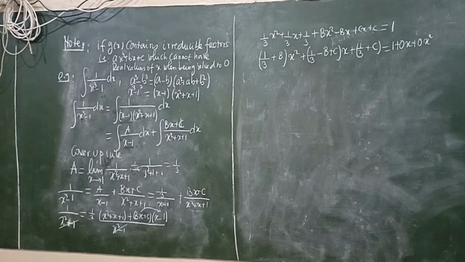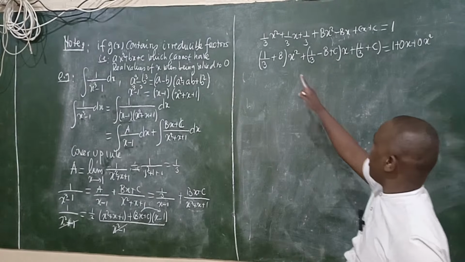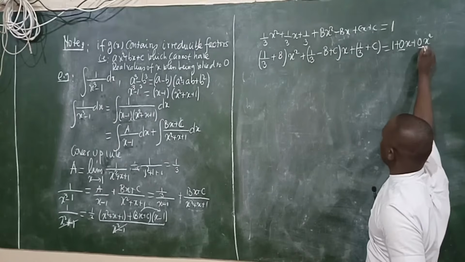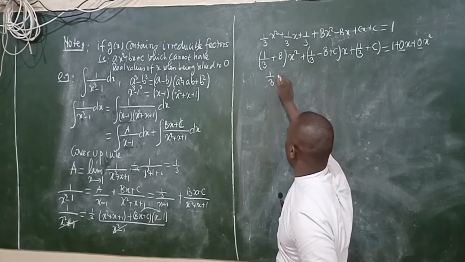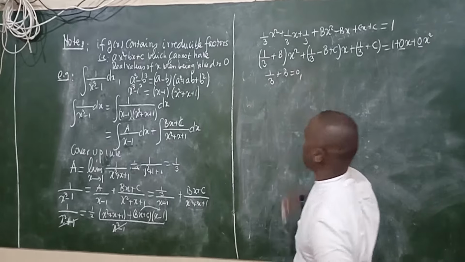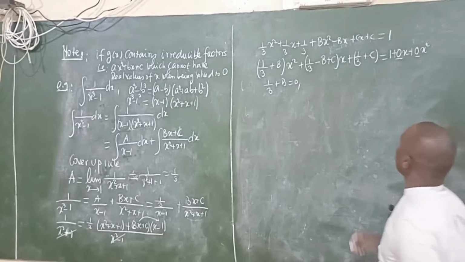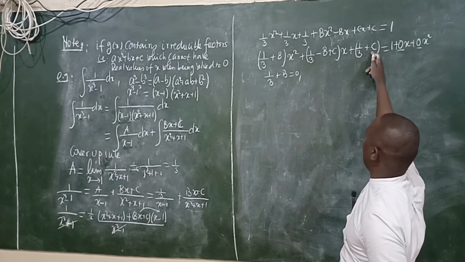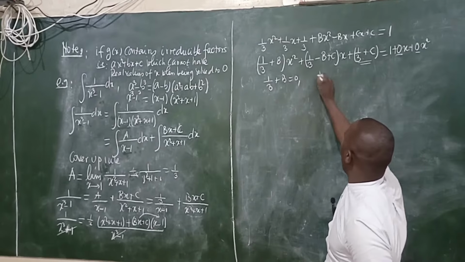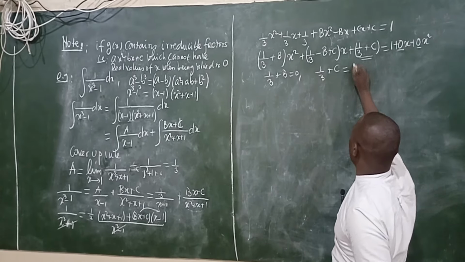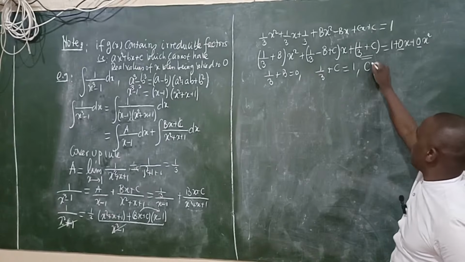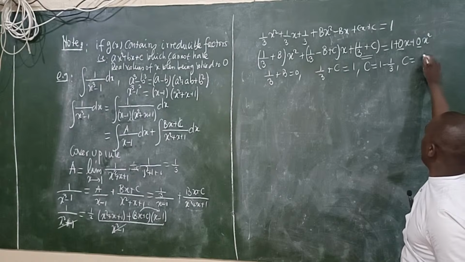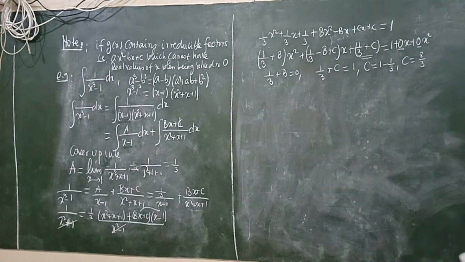Okay, now this must be equal to 0. 1 over 3 plus b must be equal to 0. And this also, it's sufficient for us to find c using this. 1 over 3 plus c, this is 1. That's why c is going to be 1 minus 1 over 3. And here c will be 2 over 3.